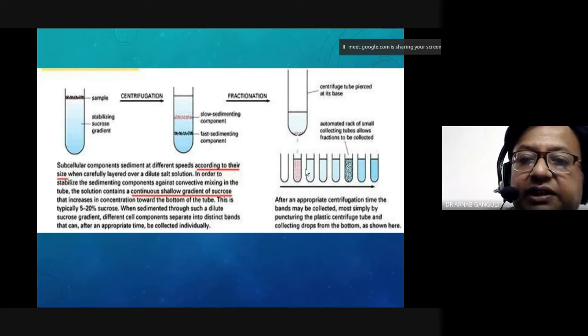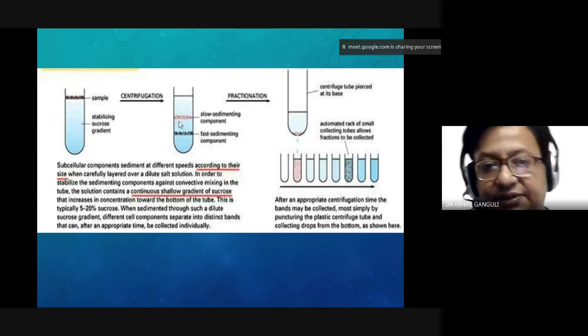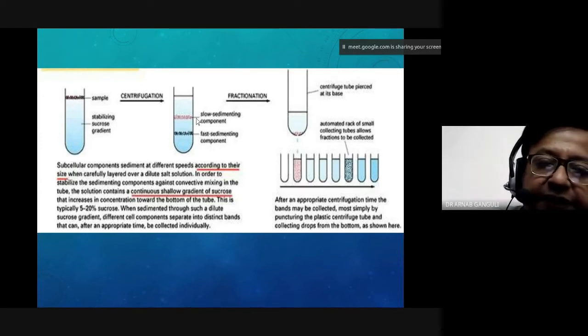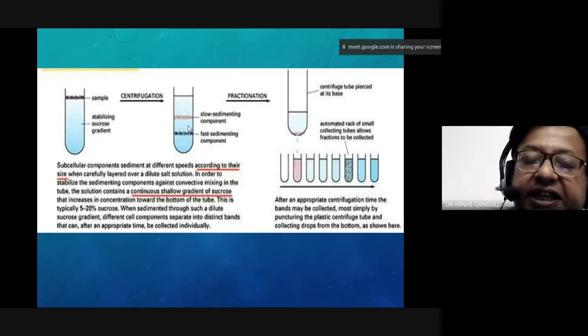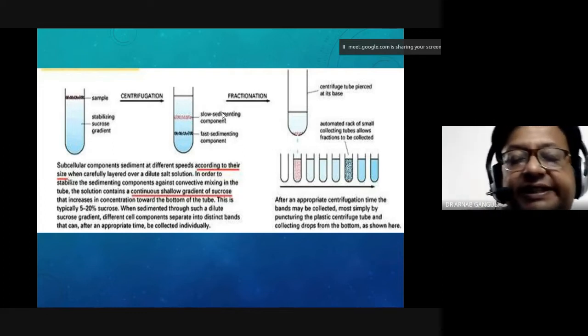So you can have this. You can separate components like this, and then you can pierce the tube and take out all the components from the different fractions, different layers. You can take the respective components and see which layer has which component. Perhaps this has the mitochondria, this has the nucleus. This is how you separate on the basis of density.